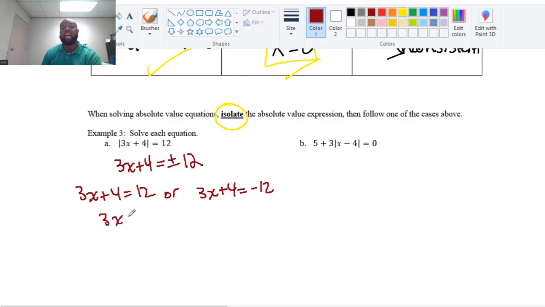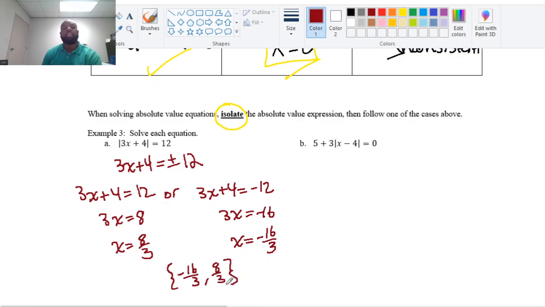Subtract 4 from both sides, divide both sides by 3, we get 8/3. We go through the same process on the right-hand side, we get negative 16/3. So our solution set is this. Let's go to part B.